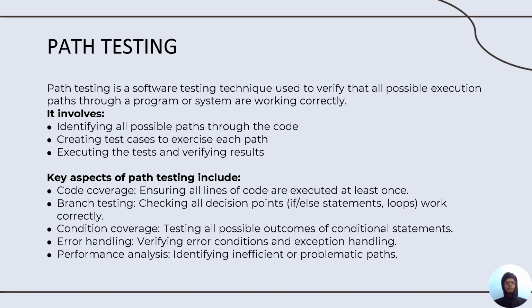Key aspects of path testing include code coverage, branch testing, conditional coverage, error handling, and performance analysis. In code coverage, we ensure all lines of code are executed at least once. In branch testing, we check whether all the decision points work correctly or not. In conditional coverage, we test all the possible outcomes of conditional statements. Then we have error handling, verifying error conditions and exception handling. Performance analysis means identifying inefficient or problematic paths.